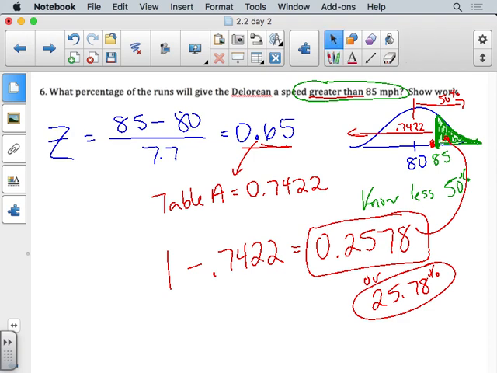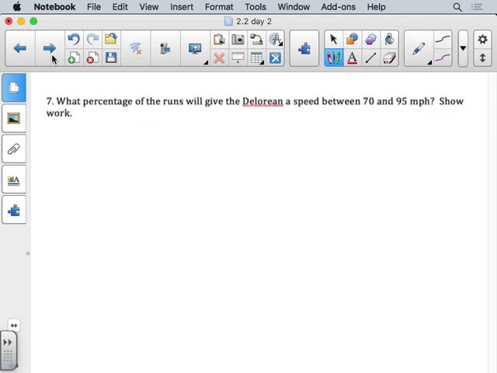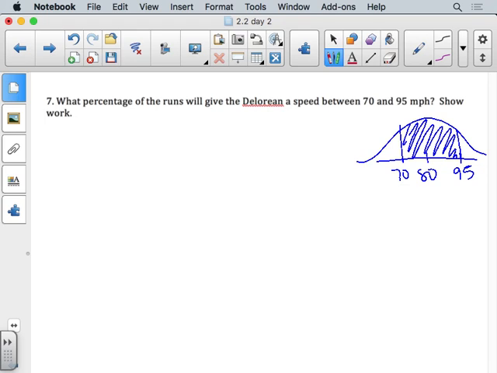All right, let's do another one. Again, if you need something, let me know. So, what percentage of the runs are between 70 and 95? So I'm gonna draw myself a cute little picture again. And we are wanting from 70 to 95. I'm wanting a middle range here. I'm wanting the middle values.